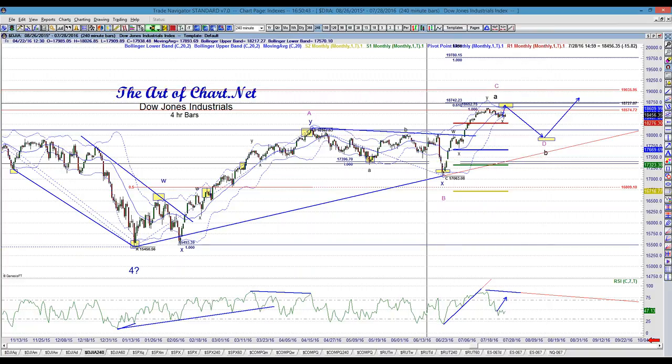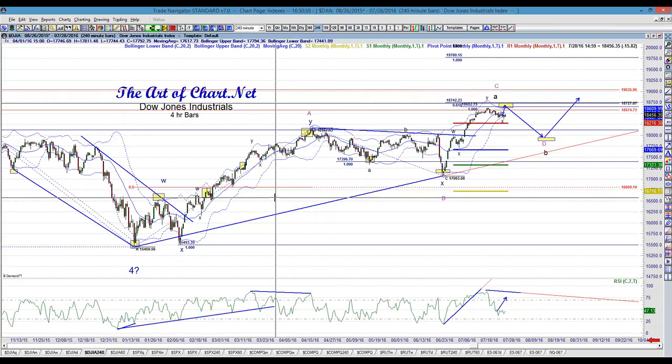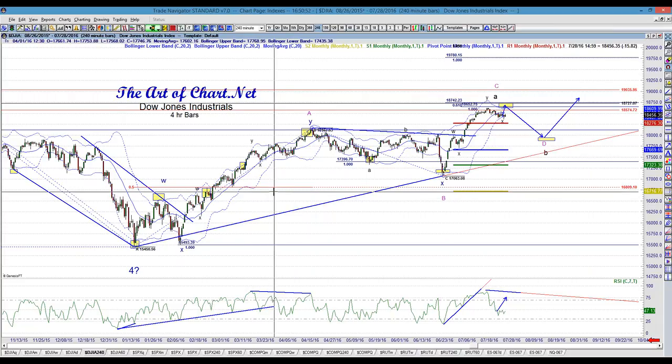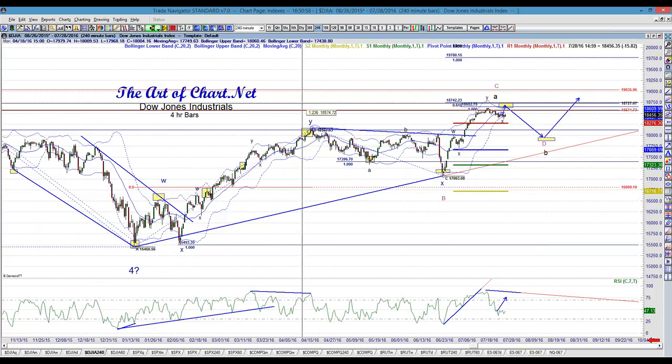So I'm looking here at the Dow, and here is my sense of the Dow. I could be wrong about this, but this is my current sense. I'm looking at a 3-wave move here, a WXY for an A. I'm thinking this could be a contracting ending diagonal, perhaps. I'm not sure about this yet.